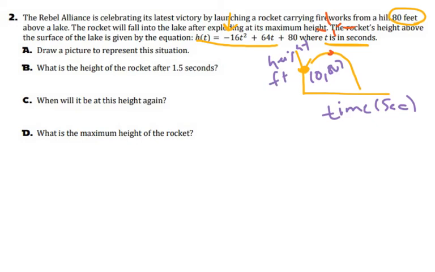So let's look at part A. This is all I'm asking for when we're saying draw a picture. Get an idea of what's happening. The parabola is opening down. It has a y-intercept of 80, meaning it's starting at 80 feet.